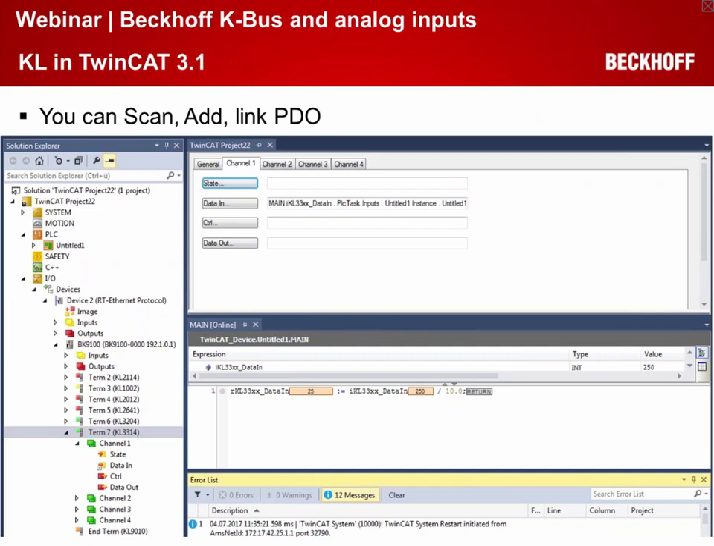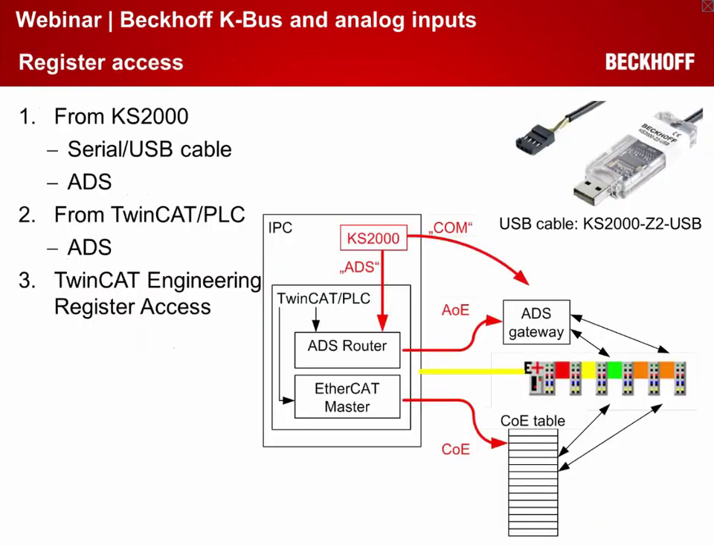Yeah, and here on this page you see that the process data, the data in of this thermocouple terminal is linked with the PLC, but you see also you have here channel 1, 2, 3, 4, but you have nothing to parameterize. So how can we get access to the registers for an acyclic behavior change inside of the terminal? And so we have 3 ways how to get access to the registers inside of the terminal.